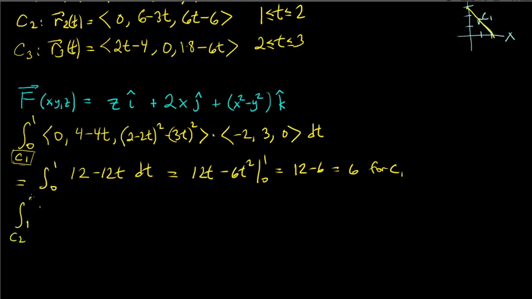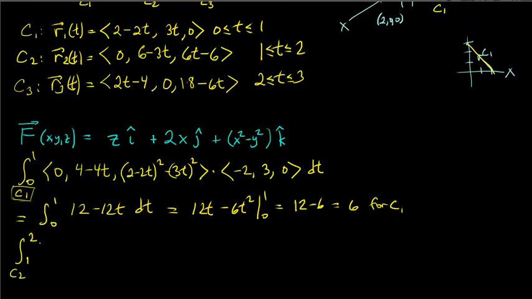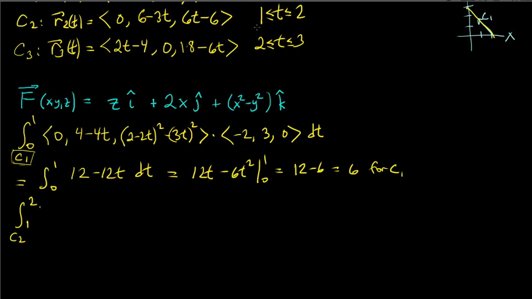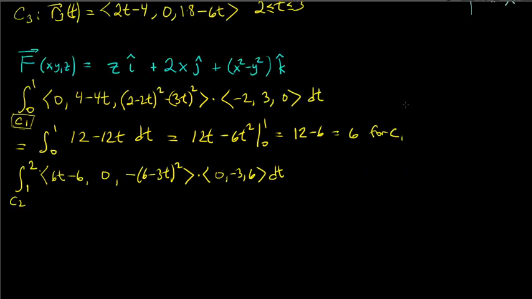Right, so t goes from 1 to 2 on C2. So z is going to be 6t minus 6. 2 times x, well, that's just 2 times 0, which is 0. And then x squared minus y squared. So this is going to get a little bit crazy here. x squared is 0. y squared is 6 minus 3t quantity squared. And now we need the dot product with 0, negative 3, and 6 dt. Yep, this one's not quite as easy as the other.